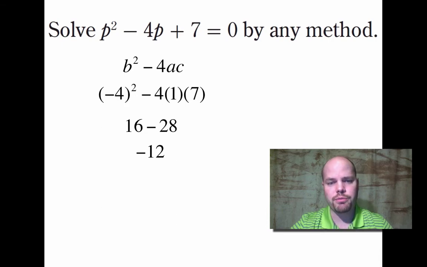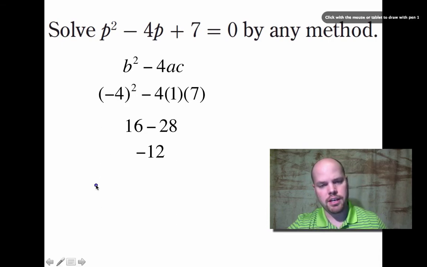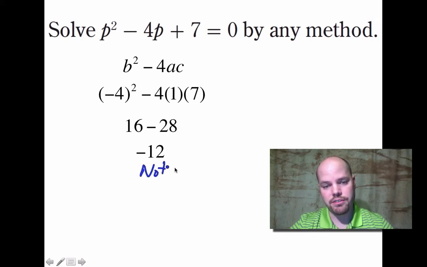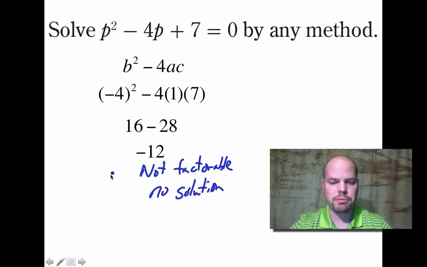Well, first of all, we know negative 12 is not a perfect square, but it's not even a positive number to start with. So the discriminant is negative, so that means there's no solution. First of all, it's not factorable. But even further, there is no solution because the discriminant is negative.